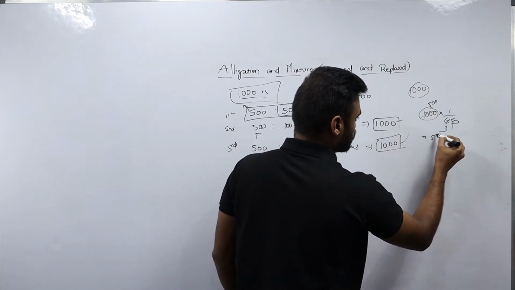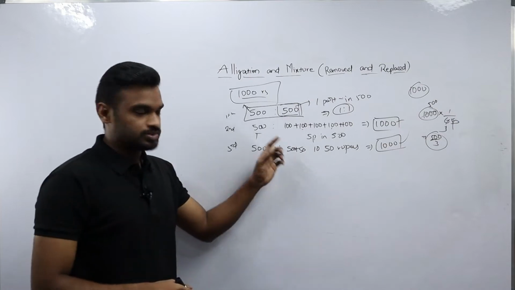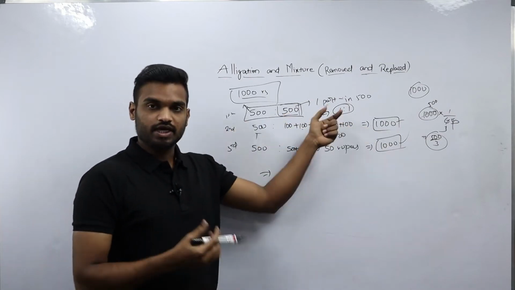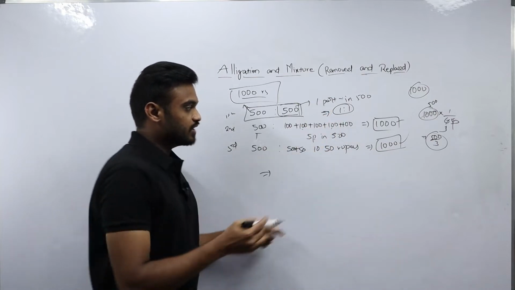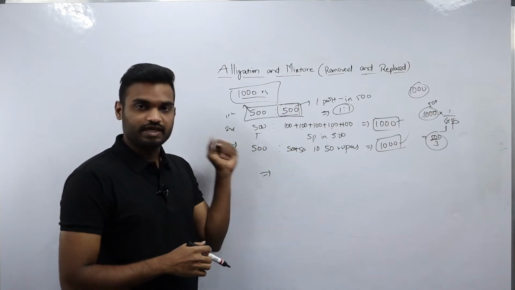One part value is equal to 500 by 3. Okay, see here, observe this carefully. Here we are not changing the total quantity, but we are replacing some part of the quantity with other quantities. That's the reason the ratio is changing in each and every case.